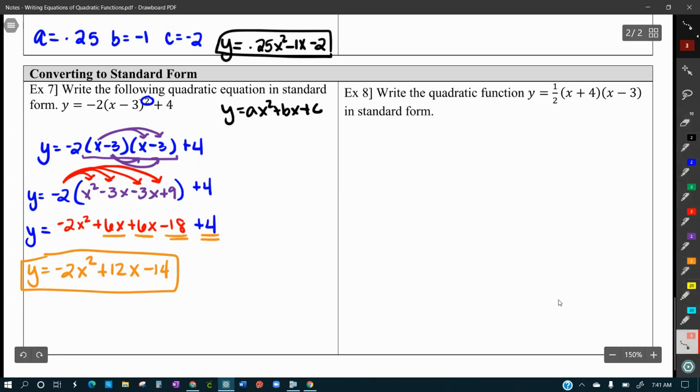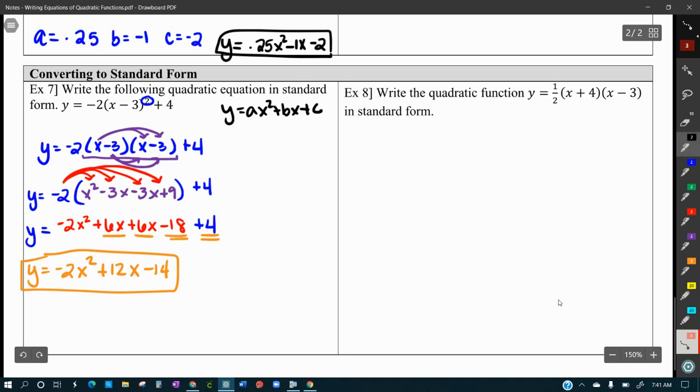Now I do want you to notice, the a here was negative 2. The a here is still negative 2. The a values between the forms will never change. So whatever your a value is on the original, your a value will be the same for another form of the same equation.